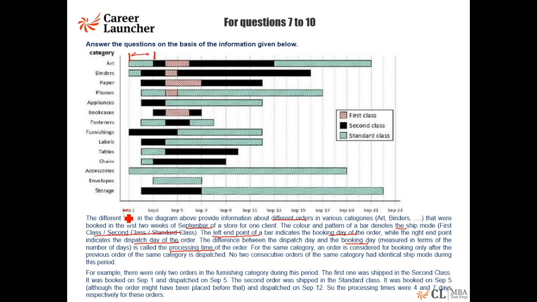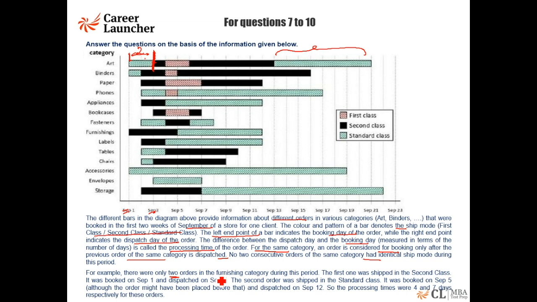Okay. So this is September 1, this is September 3. So the processing time for this particular order is 2 days. Similarly, the processing time for this particular order will be so many days. For the same category, an order is considered for booking only after the previous order of the same category is dispatched. No 2 consecutive orders of the same category had identical ship mode during the period, which is visible from the graph itself. Which means this particular order, even if it has come earlier, will be considered only after the first order has been dispatched or on the day of the dispatch of the first order.